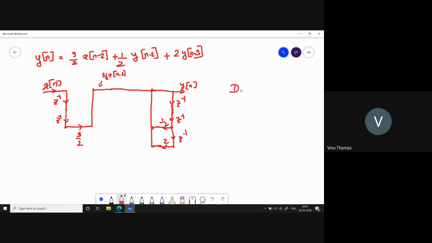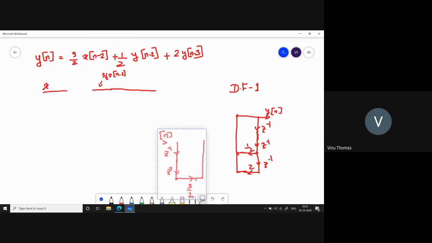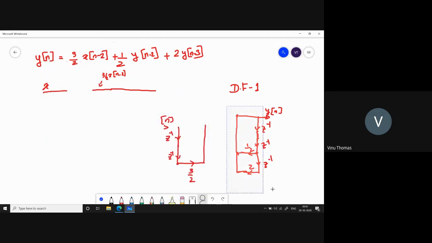This is your direct form 1 implementation. This is understood? Let me get a feedback. Is this understood? Yes, sir. Okay. So now, how will you implement this in direct form 2? So you have to take this denominator part and implement this first. And we will look at this numerator part, which we will implement second. So we'll take this here.